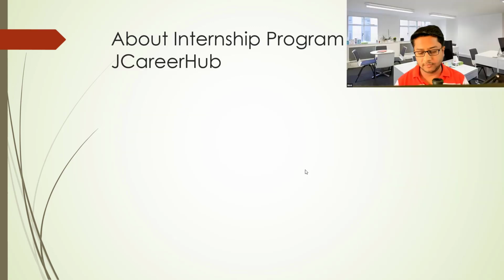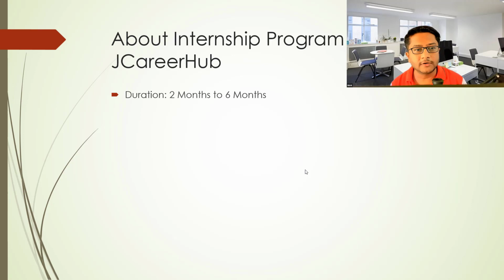Great. So I will tell you which internship programs are available at JCareerHub. The duration of this program will be a minimum of 2 months to 6 months. It completely depends on your project and how fast your team completes the project. The duration will be mentioned in your internship letter. Along with this internship, you can search for a job outside as well. If you get a job, you can inform us 1 week or 2 weeks before, and you can continue your permanent job.